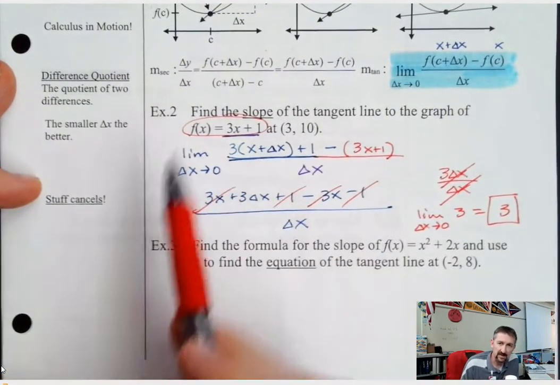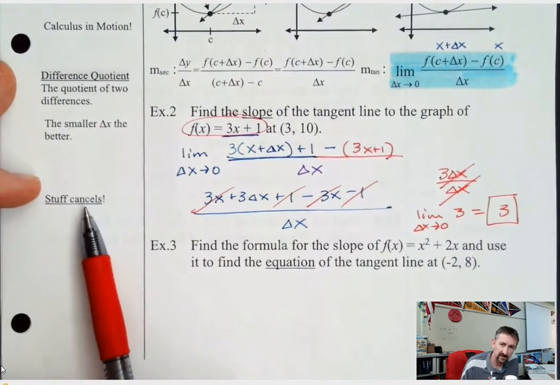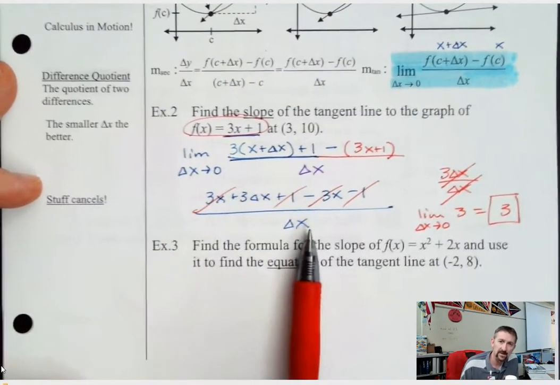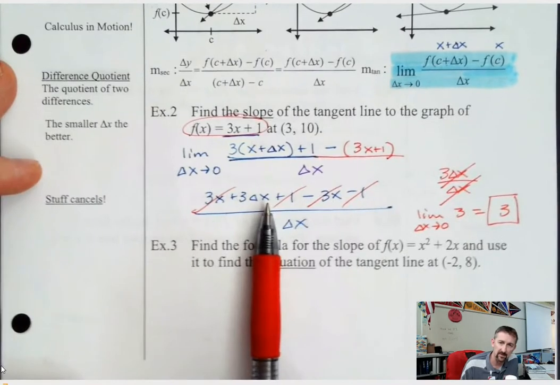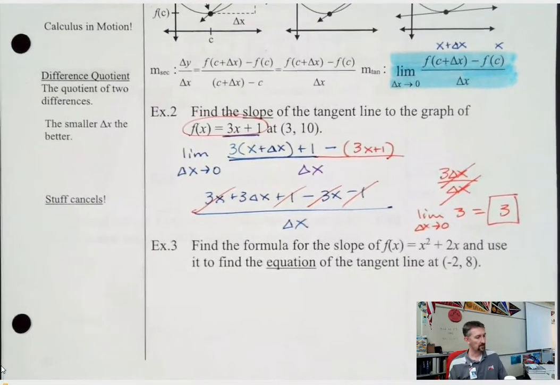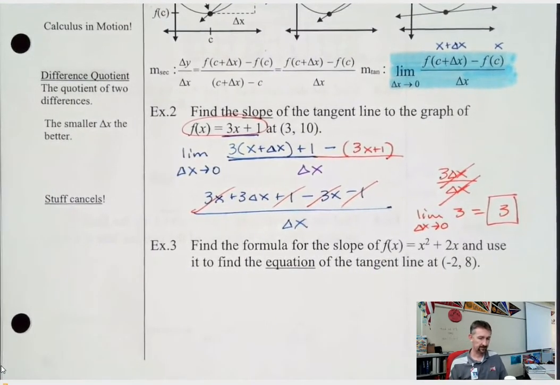In this process that we're going to do on this assignment, stuff's going to cancel. Stuff's going to cancel a lot. And the delta x in the denominator always needs to cancel out with something from the numerator. If it doesn't, you did something wrong. Okay?